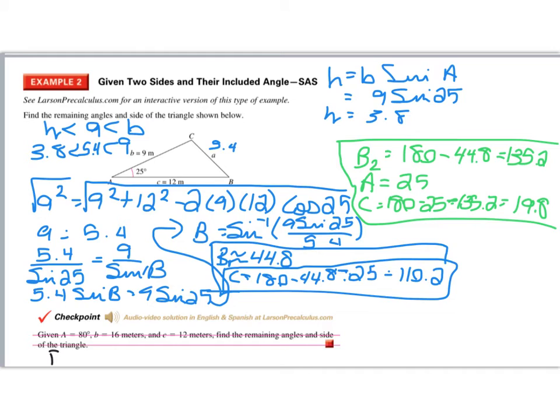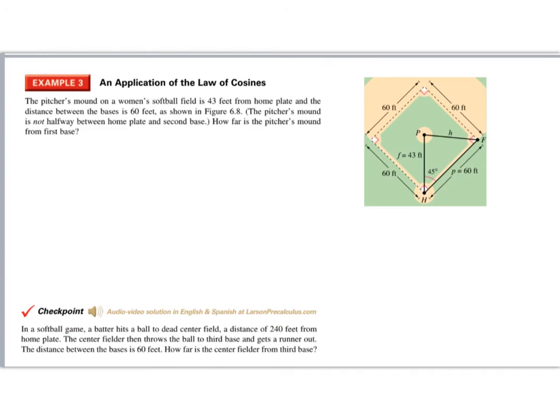Okay, the checkpoint answers were: B is approximately 59.66 degrees, C is approximately 40.34 degrees, and A is 18.26. Okay, so we get to do a word problem.